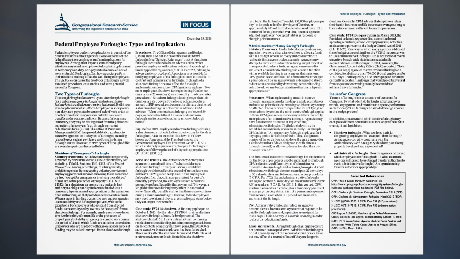In a shutdown, an agency may suddenly lack authority to obligate and spend certain funds due to a temporary lapse in annual appropriations or the expiration of an authorizing act that provides access to certain funds. When a lapse in funding occurs, the law requires agencies to cease activity and furlough employees, with some exceptions.